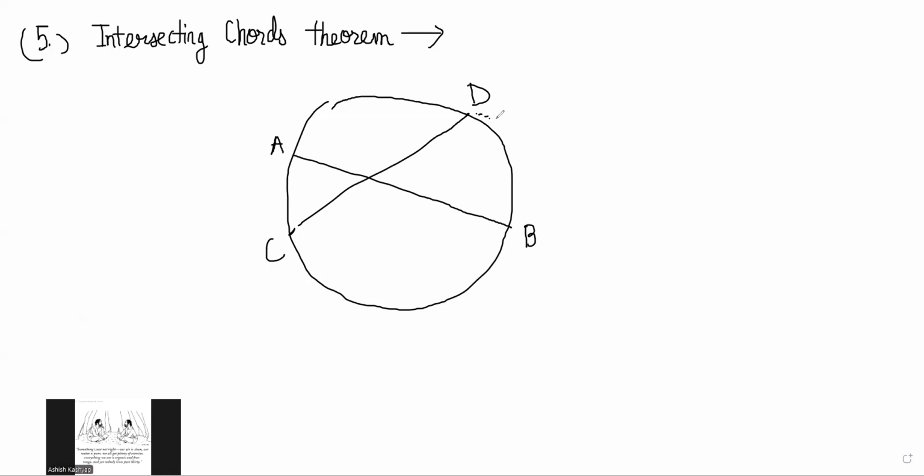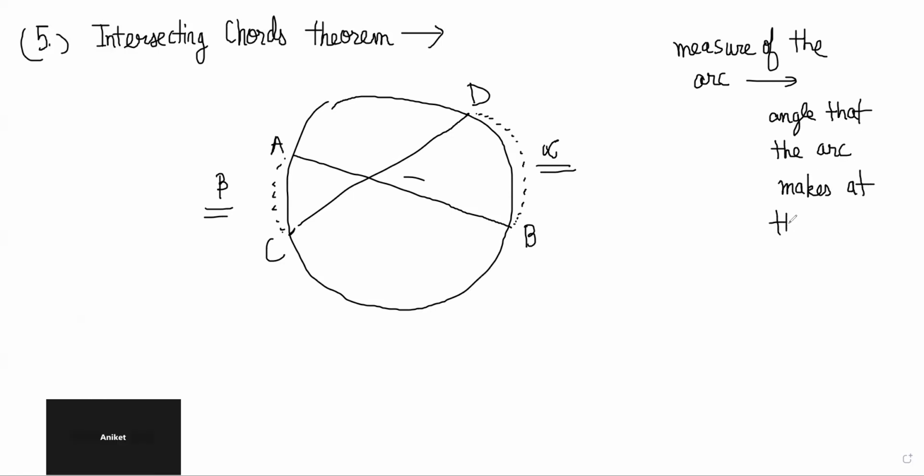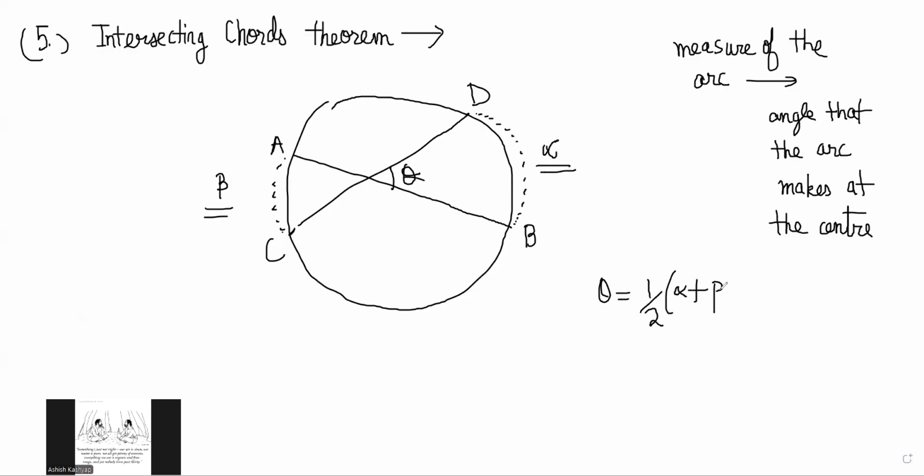So basically, this arc and this arc. If you call this arc alpha and you call this arc beta, when I say alpha and beta, I refer to the measure of the arc. What do you mean by measure of the arc? The angle that the arc makes at the center. Yes. So you can prove that this angle theta will be equal to 1/2 of alpha plus beta.